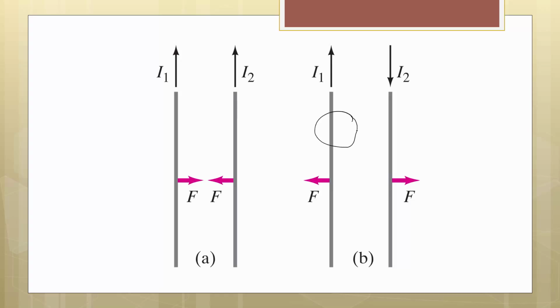essentially these fields are the same here, right? But now we've got our fingers pointing down and then our palm pointing into the page, so now our thumb is going to be pointing to the right. So opposites in this case do not attract. If they are currents in parallel wires, opposite currents repel, whereas currents in the same direction attract.